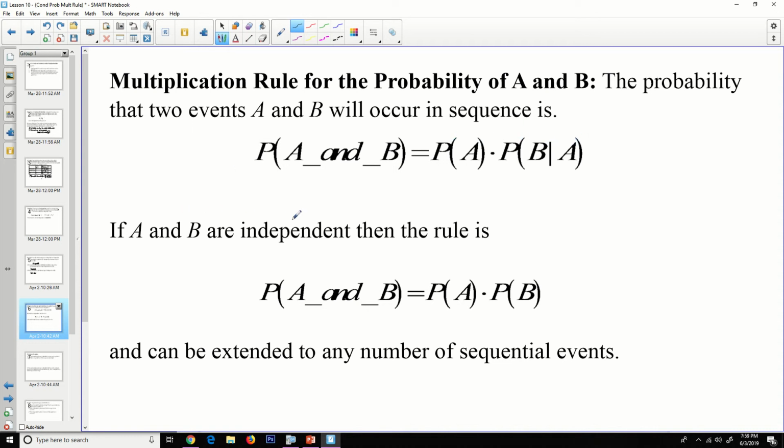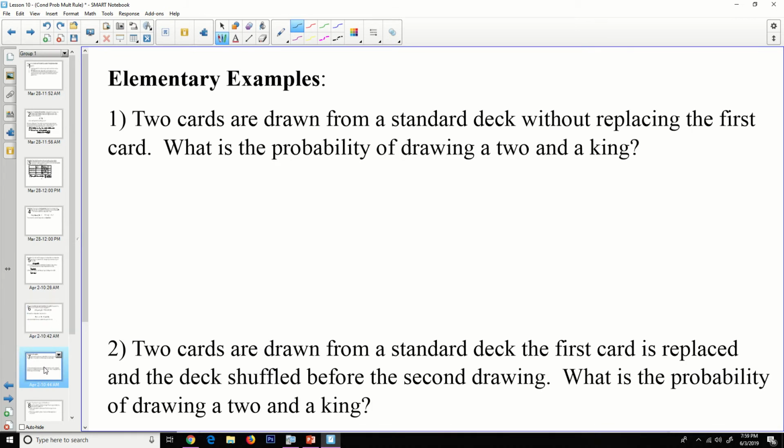If A and B are independent, then it's just the probability of A times the probability of B. And this can be extended to any number of sequential events. So let's do an example. Two cards are drawn from the standard deck without replacing. What is the probability of drawing a 2 and a king?